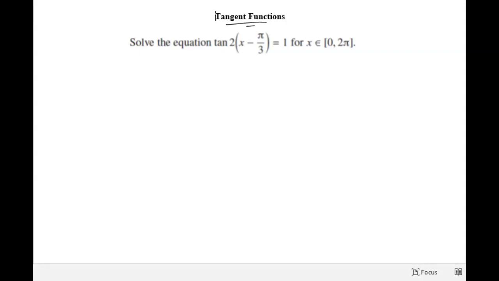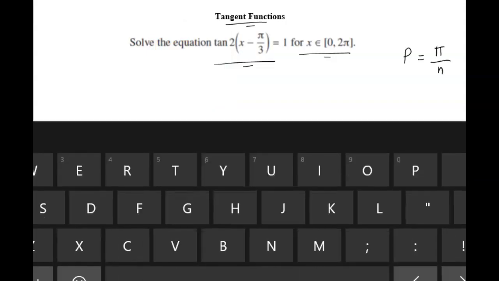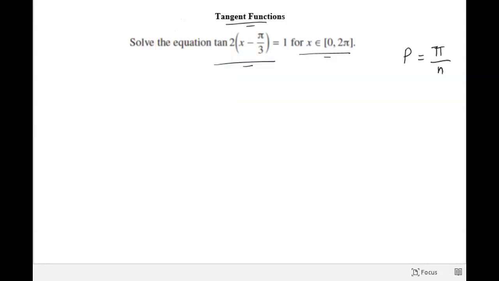Right, so they want us to solve the equation tan of 2 times x minus pi on 3 is equal to 1 for the domain x is equal to 0 to 2 pi. The first thing I want to emphasize here is, unlike our sine and cos functions, the period of a tan function can be worked out by pi divided by n. So tangent functions basically repeat themselves after every pi units on the unit circle.